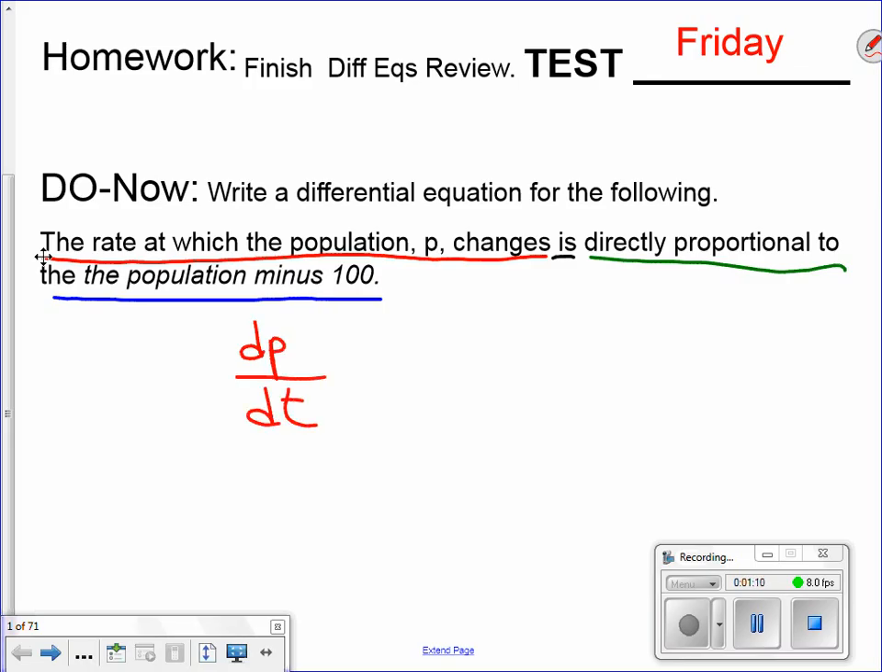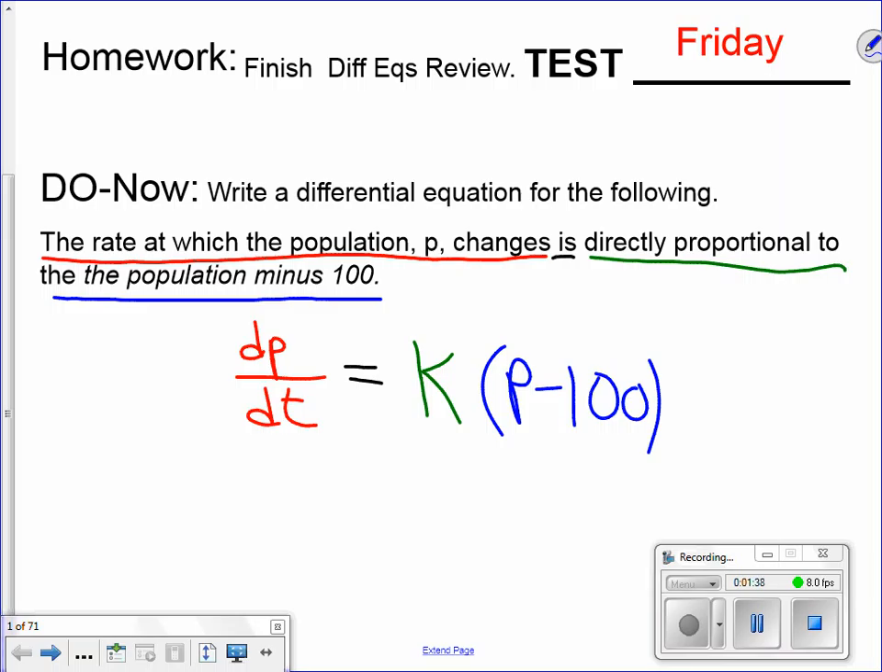That's correct. So dP/dt, that's the rate at which the population P changes, equals, directly... Oh wait, what did you say before the population minus 100? Yeah, there we go. I just want to make sure. So k times (P minus 100). Really important that you can do that.